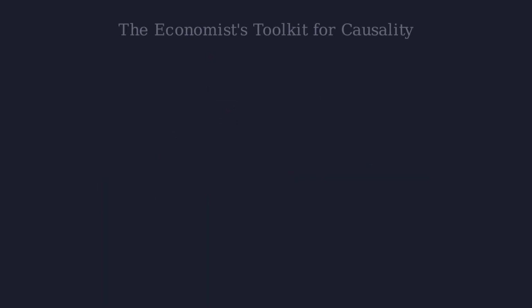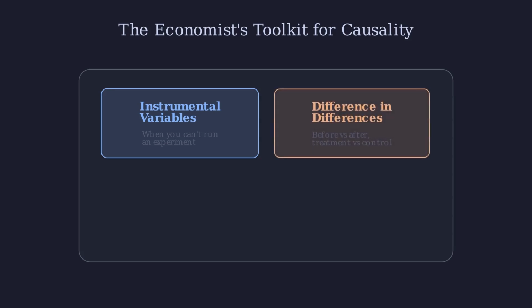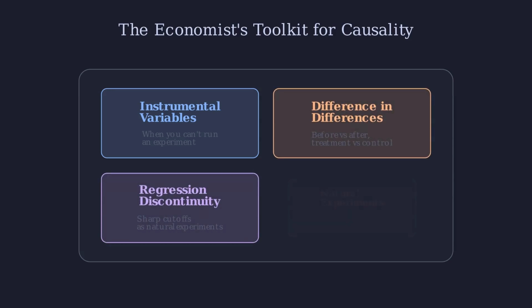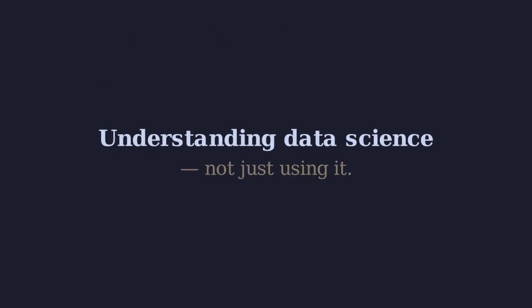Econometrics has spent decades developing tools to handle this problem. Instrumental variables, difference in differences, regression discontinuity, natural experiments. These are methods specifically designed to separate correlation from causation. This channel is about understanding data science, not just using it.